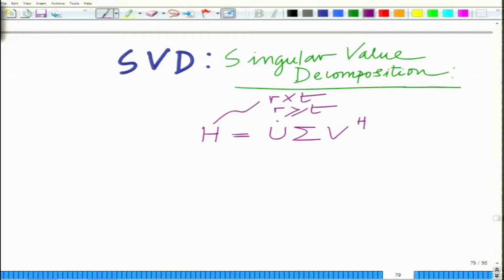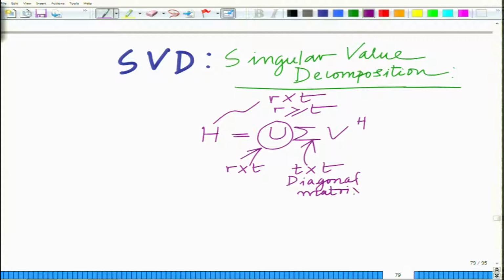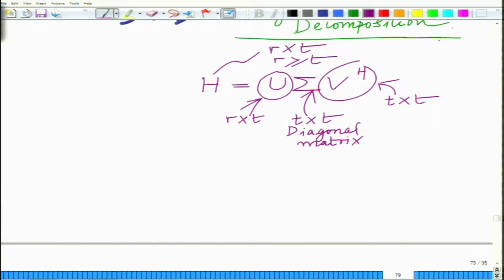Now, this matrix U has the following property. This is an R cross T matrix. Sigma is a T cross T diagonal matrix. And V Hermitian is again a T cross T matrix, and this is a unitary matrix.